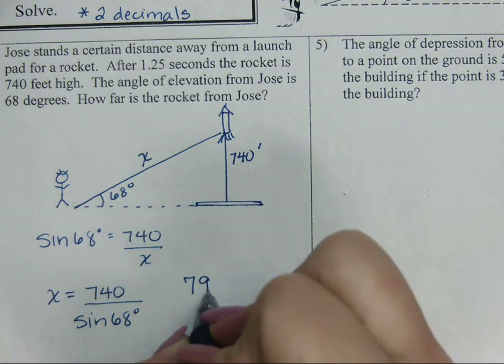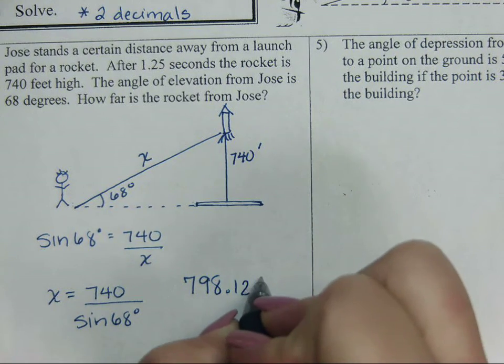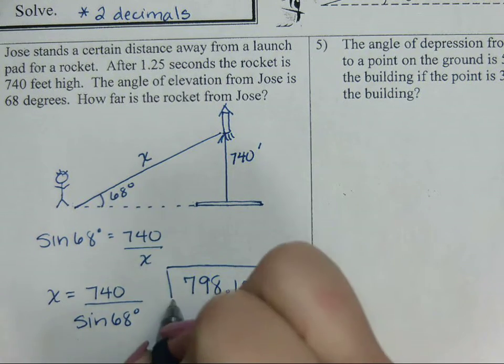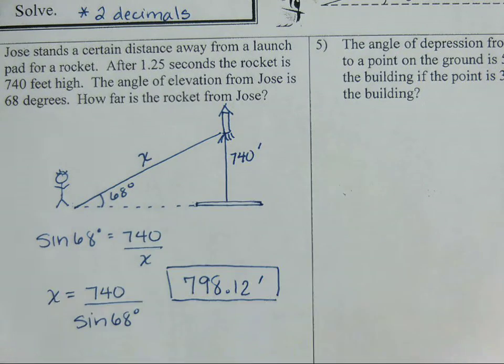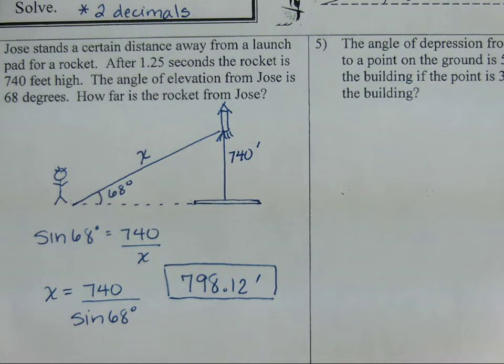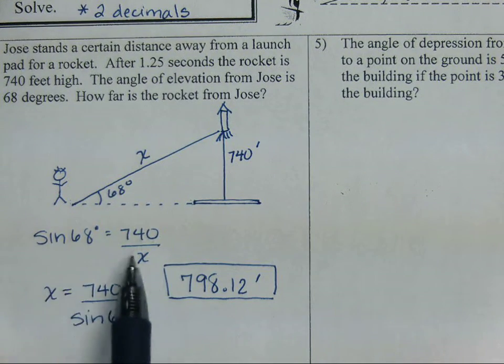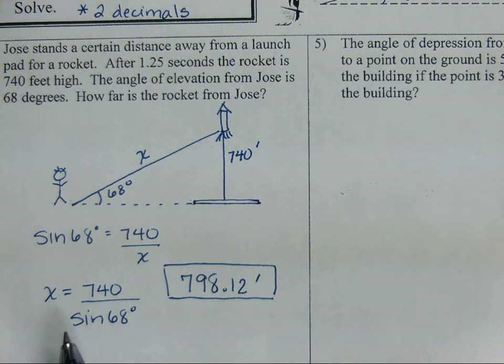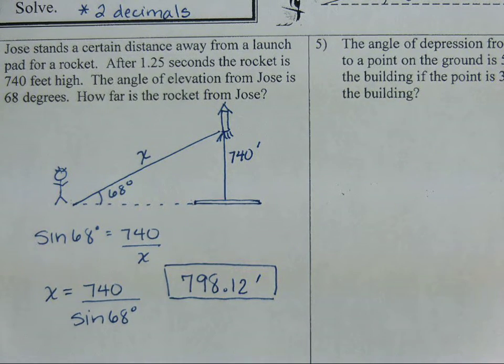All right. And so you need to make sure you always put a unit. This little mark is the same thing as writing feet, but you could also write the word. That would be the distance from Jose to the actual object. So this is what you're going to be asked to do: draw and label a picture, set up the trig function, and then manipulate to isolate the variable, and then plug it into your calculator.